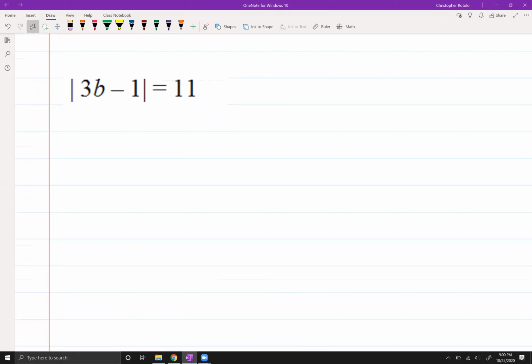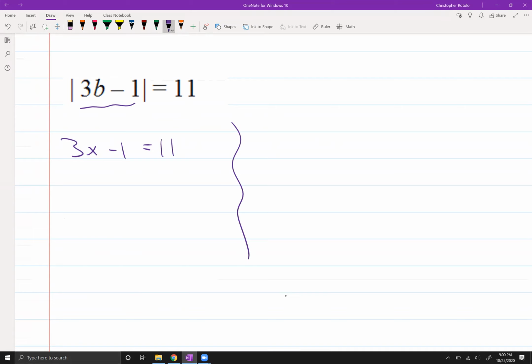So here's what's going to happen. We need to talk about the absolute value today, and what that means is whatever's in the absolute value, we're going to leave it alone. So I got 3, I'm going to change it to x, just because I like to do that. All right, so what we're saying is 3x minus 1 has to turn out to be 11.